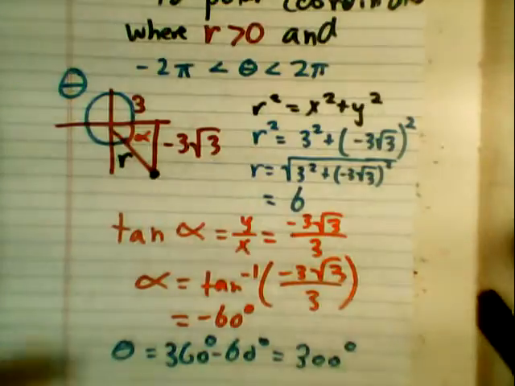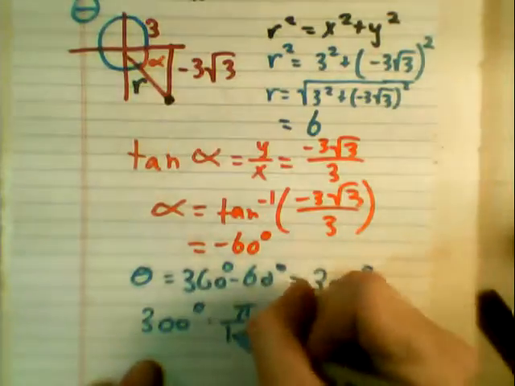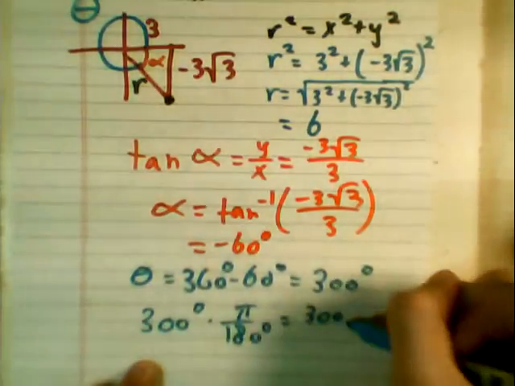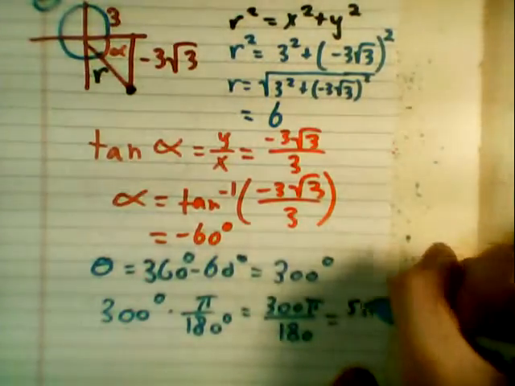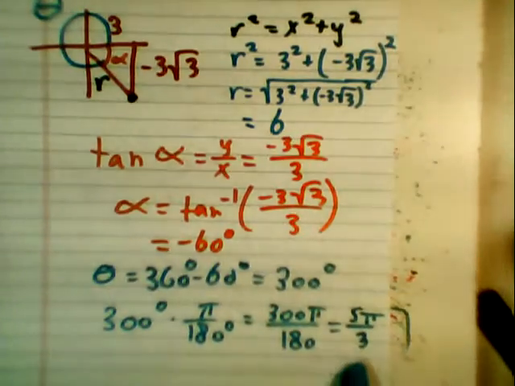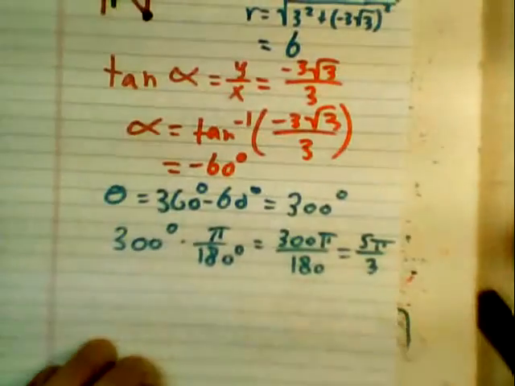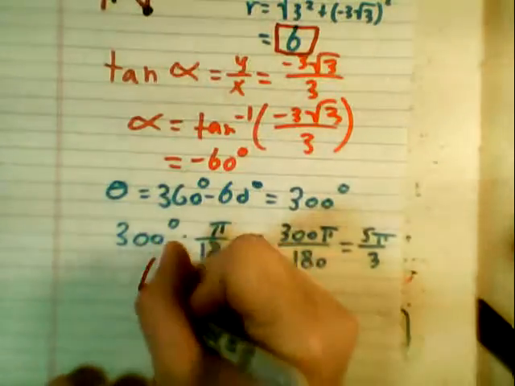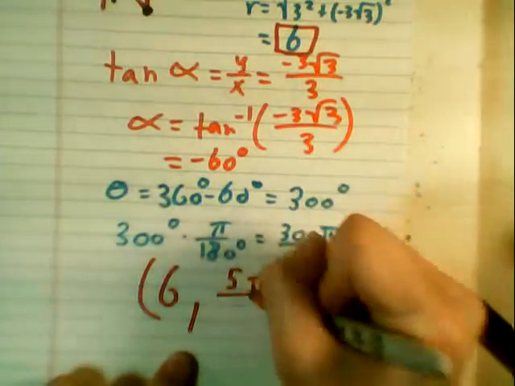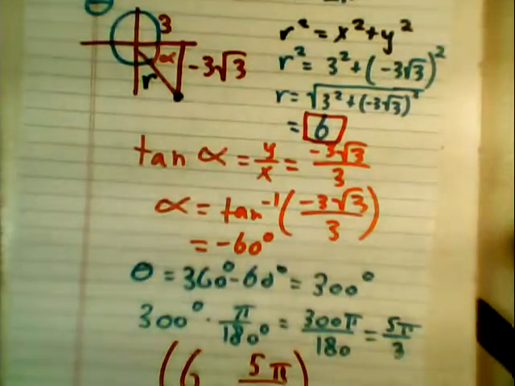Now remember, theta had to be in radians, so let's convert it to radians. Okay, now simplify, and you should get 5π over 3. That angle is within our bounds of -2π to 2π, so that's good. So now let's just write it in polar coordinates. Remember, our radius was 6, so it's (6, 5π/3), and that's how you convert from rectangular to polar.